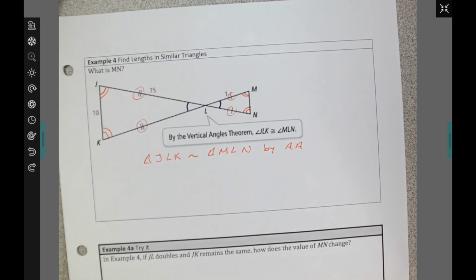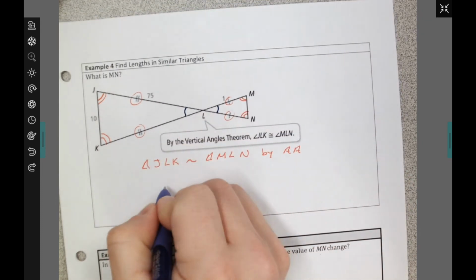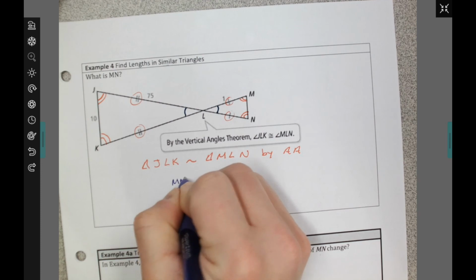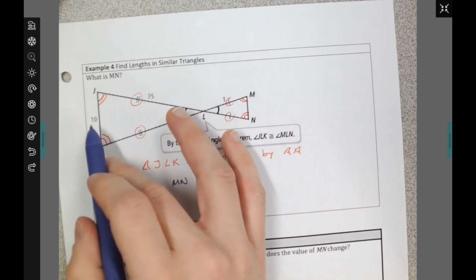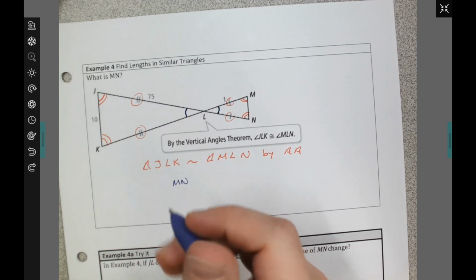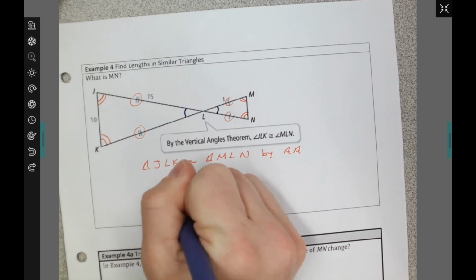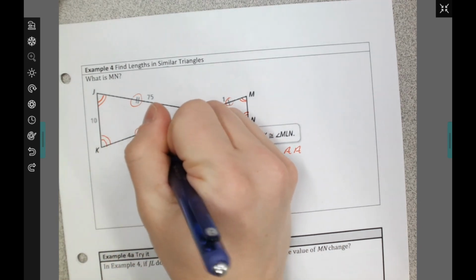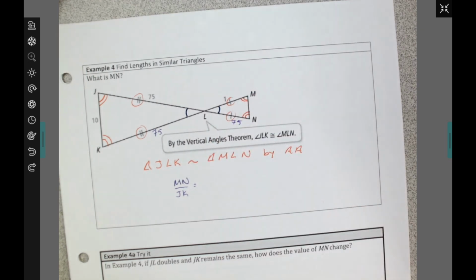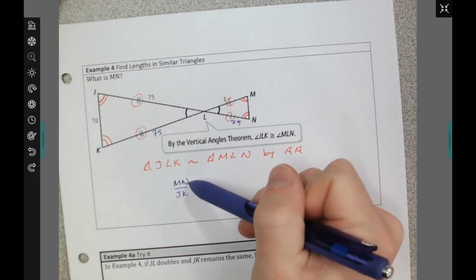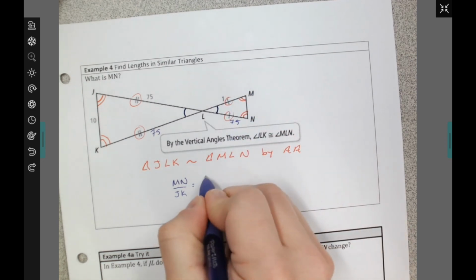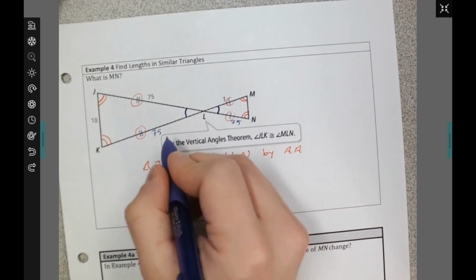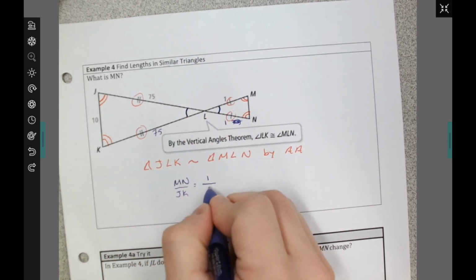We need to figure out what these measurements for MN are. So doing that, we're going to set up a proportion. I want to find MN, so I'm going to write MN down. I look at the other triangle and see what that matches up with. MN is going to go with JK. So you have MN over JK equals, and in these triangles I know that my other sides are 75. Since I had MN up top on the left, on the right I also have to have the 1 up top for my proportion. So we're going to have 1 over 75 from the other side.